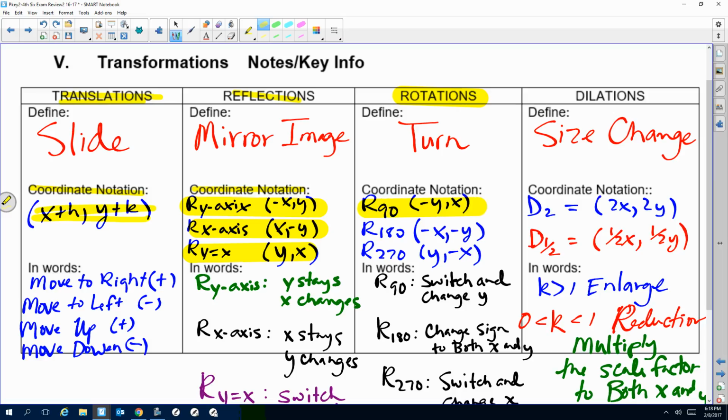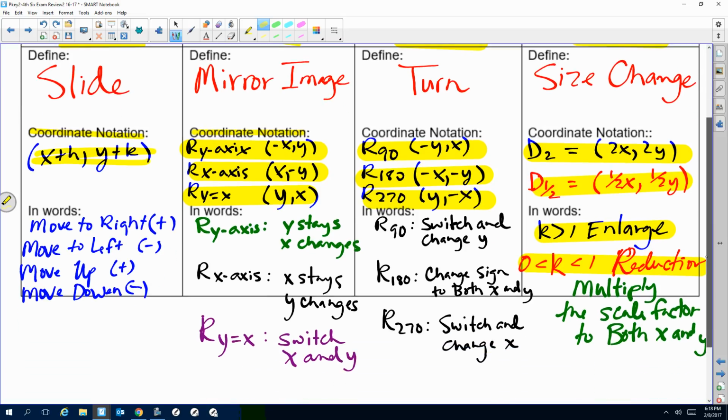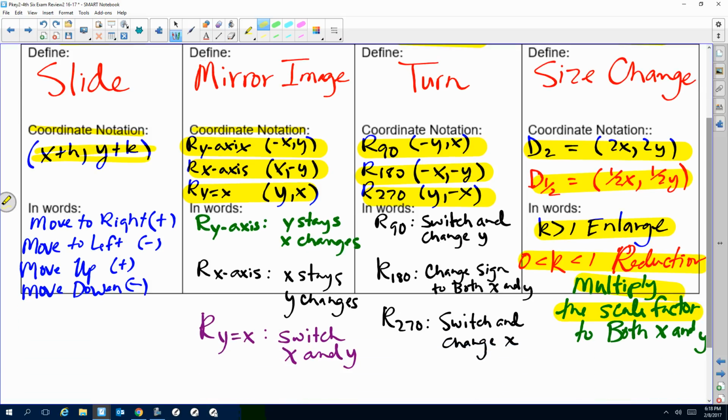Rotation, we got 90 degrees, that's the negative y, x. 180, negative x, negative y. 270. Dilation, that's some type of size change. This is an example. You can have an enlargement when it's greater than 1, reduction when it's less than 1. Basically, you're multiplying the scale factor to both x and y. So what I did in words was just kind of explain what you're doing for each rule. You might want to make some flashcards or something, but memorize this. There's no formula chart with this information.